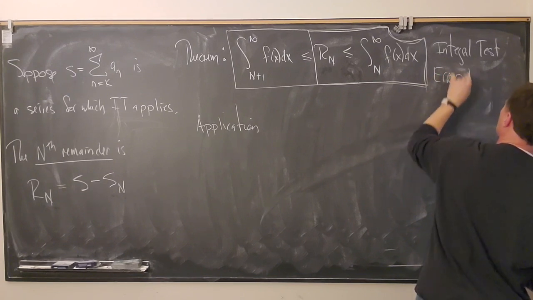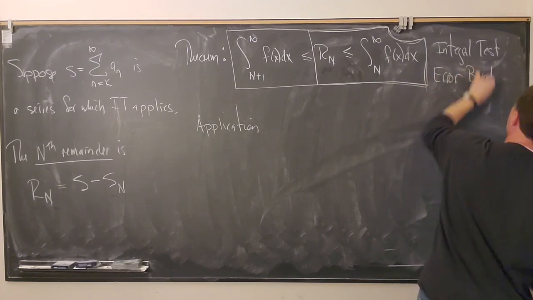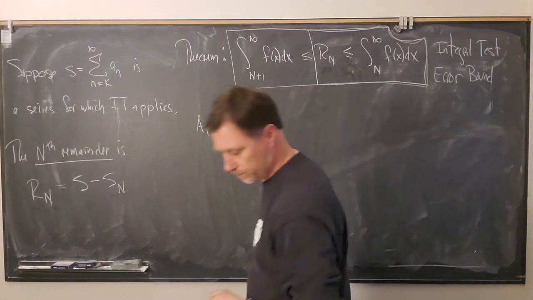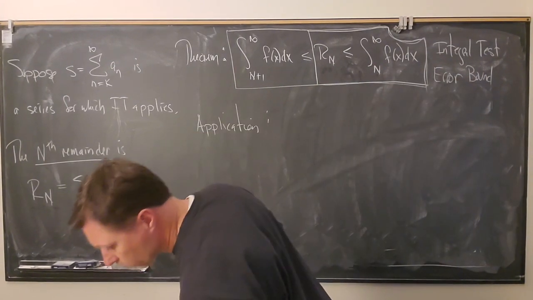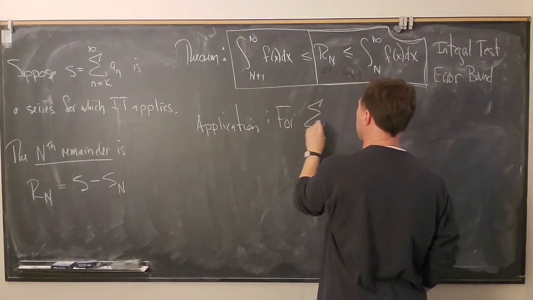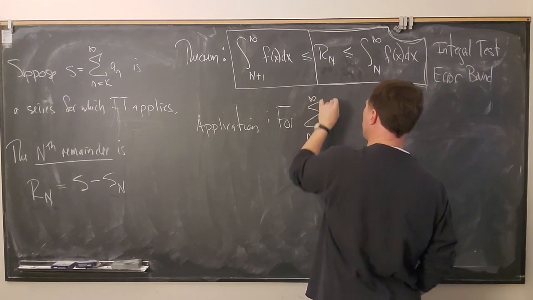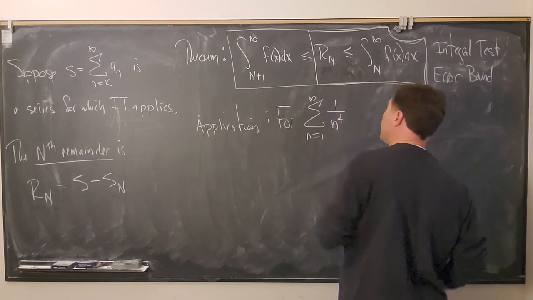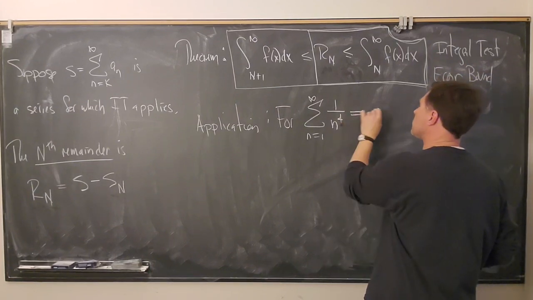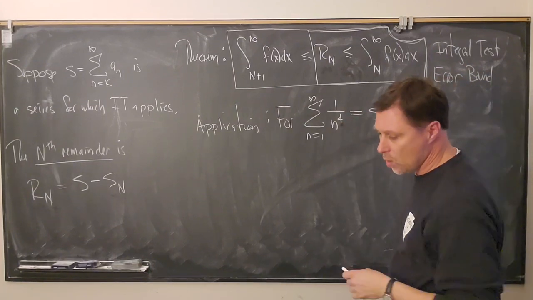Or error bound is really what this is. So, application. For the sum from n equals 1 to infinity of 1 over n to the fourth, this is a p-series where p is greater than 1, so we're guaranteed that it converges to some number s.